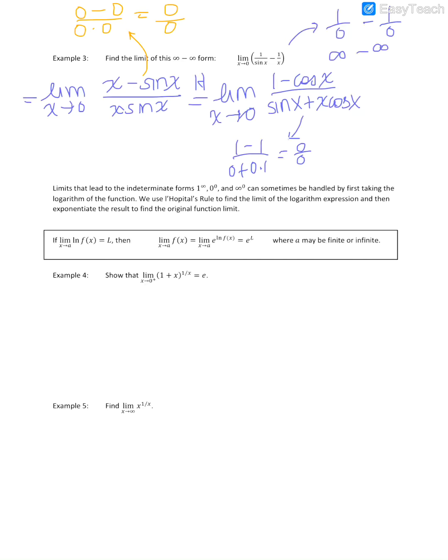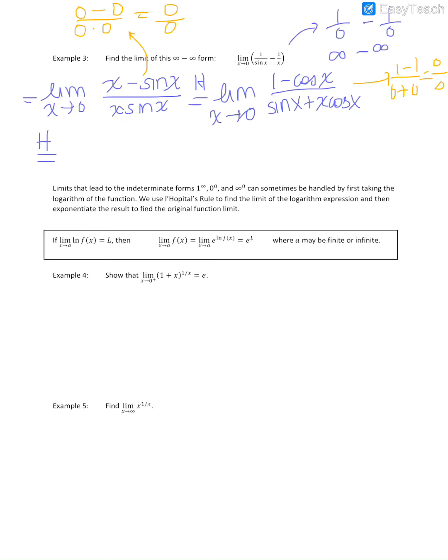So this is still going to be 0 over 0. I'm going to go ahead and do L'Hopital's rule again. I'm going to erase what I just did, so if you still need it, pause the video. This is going to allow me to go down here now.